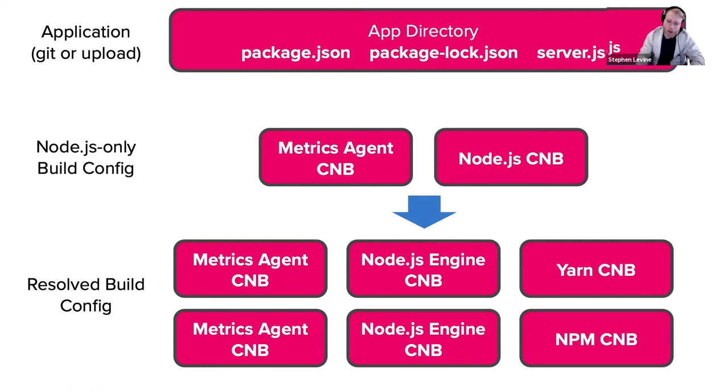So in this case, the Node.js Buildpack could be a meta Buildpack. Like in this example, a real Buildpack, the Paketo Node.js Buildpack, is a meta Buildpack that just describes a composition of other Buildpacks. And so let's say your Node.js Buildpack is a Node Engine Buildpack, a Yarn Buildpack, and an NPM Buildpack. And the configuration is so that there are two groups. It could be install Node and run yarn install, or install Node and run npm install. And if you combine this with the metrics agent Buildpack, you get two groups that include the metrics agent as well.